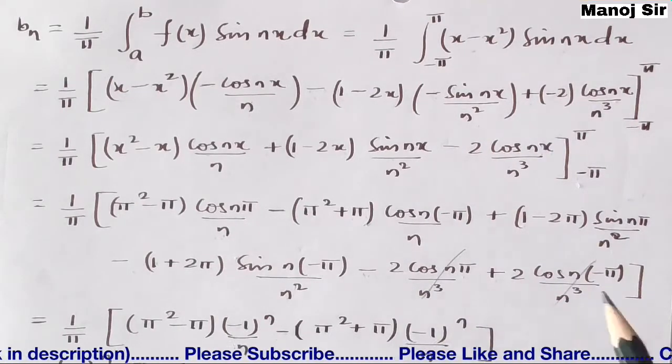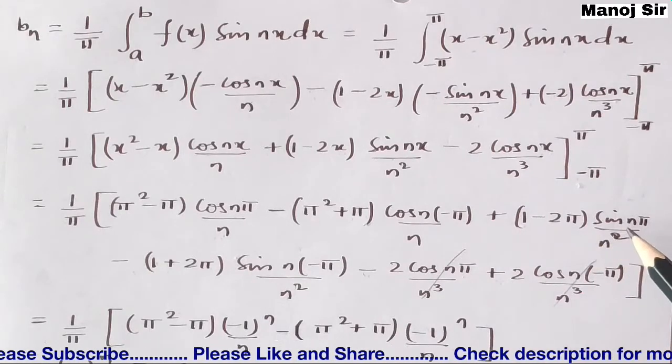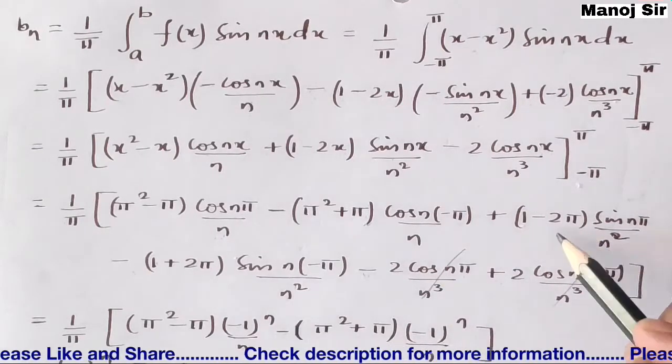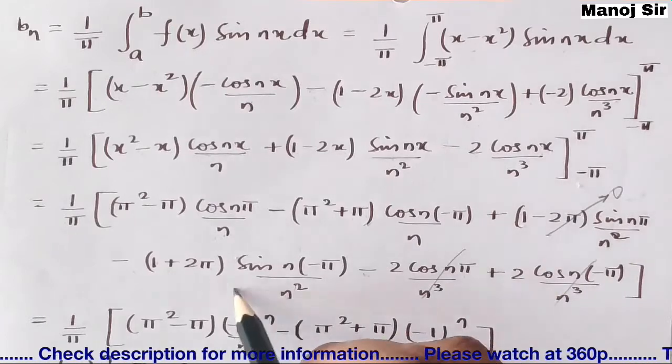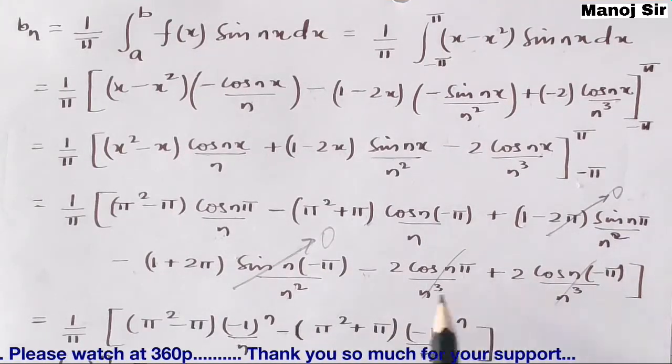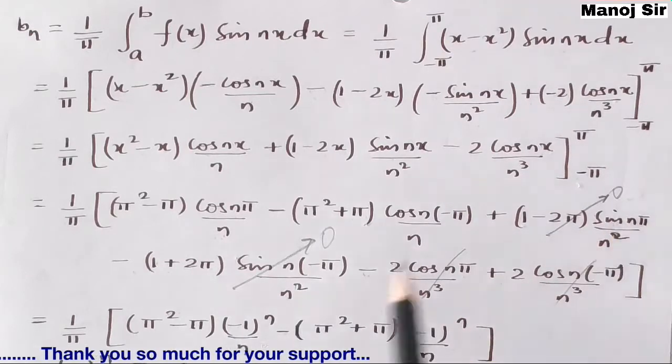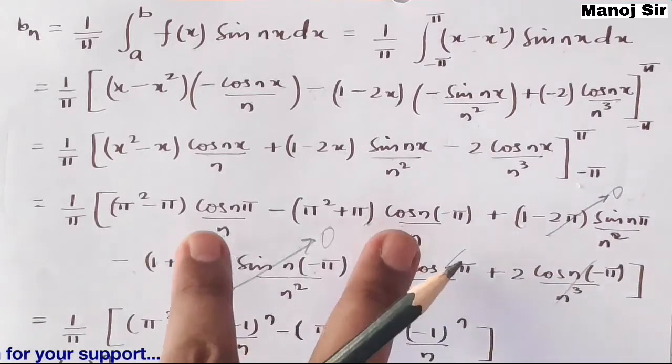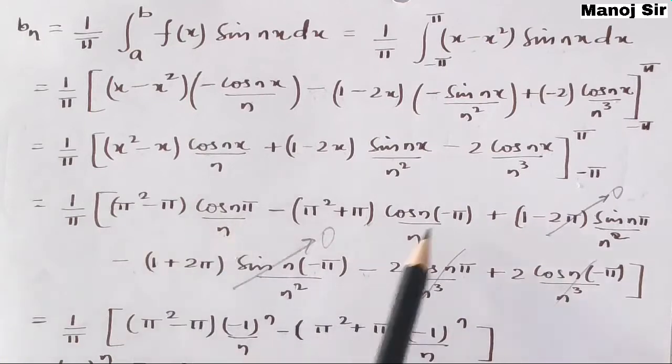Now here we have sin n pi, here again we have sin n pi. So these two terms will be 0, because both are same. This is 0, this is 0. So we are left with only two terms, that is this and this.